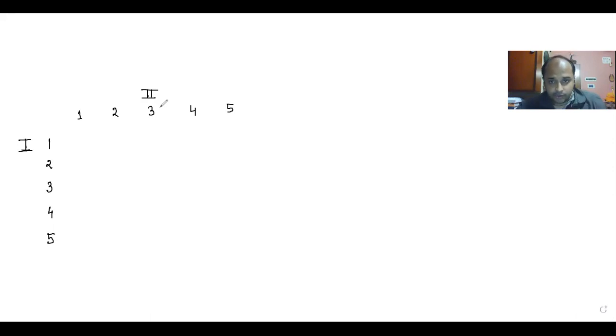Now let us put the values. Each of the two players must choose a number. As the rule says, if both players choose the same number, the game is a draw. So obviously the diagonal elements will be 0. All the diagonal elements will be 0. So I have put the diagonal elements.